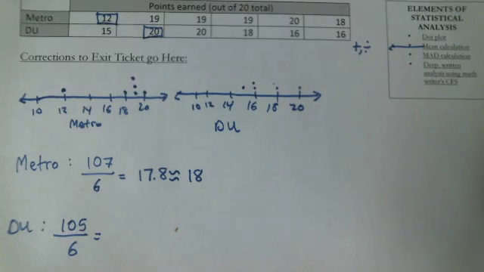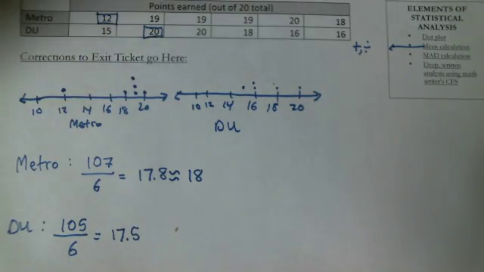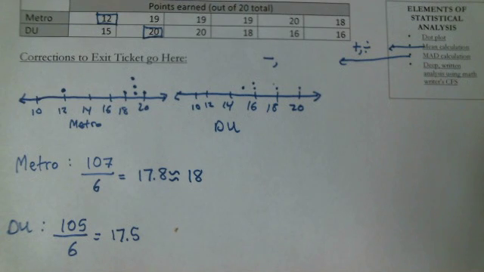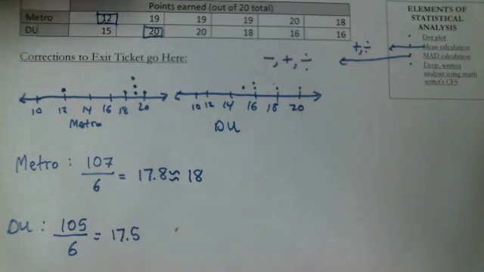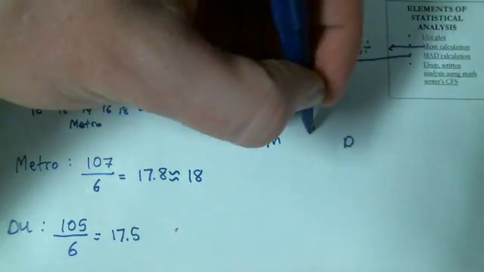For DU, on the other hand, it's going to be exactly 17.5, and so I can probably leave it right there. So now for the MAD, the mean absolute deviation. Remember here, we have to subtract to find the distance first. How far away is each point from the mean? Then we need to add them all up and divide by how many there are. So let's get organized first. So for Metro, we'll do here. DU will do right there.